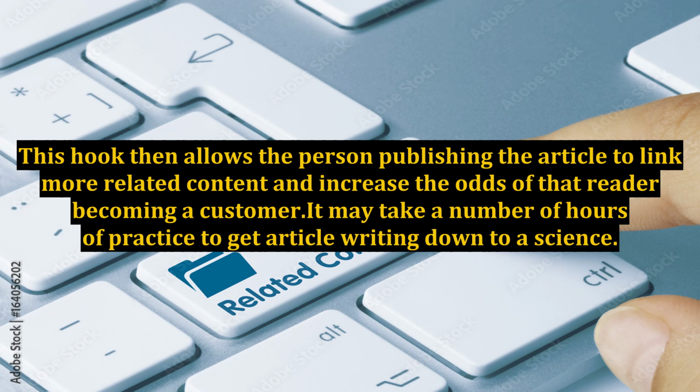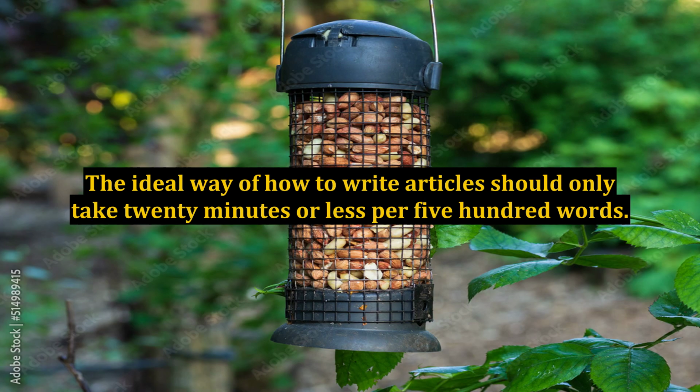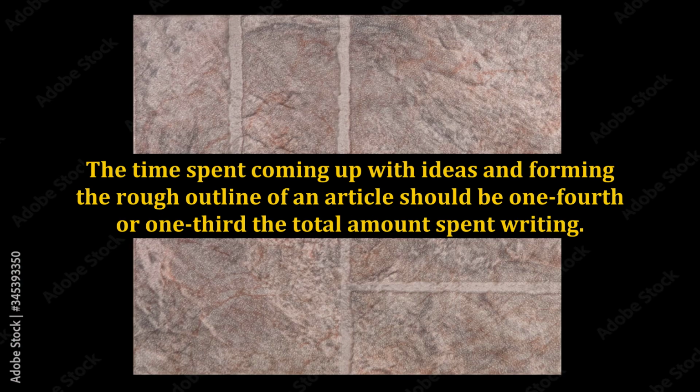This hook then allows the person publishing the article to link more related content and increase the odds of that reader becoming a customer. It may take a number of hours of practice to get article writing down to a science. The ideal way of how to write articles should only take 20 minutes or less per 500 words. The time spent coming up with ideas and forming the rough outline of an article should be 1/4 or 1/3 the total amount spent writing.